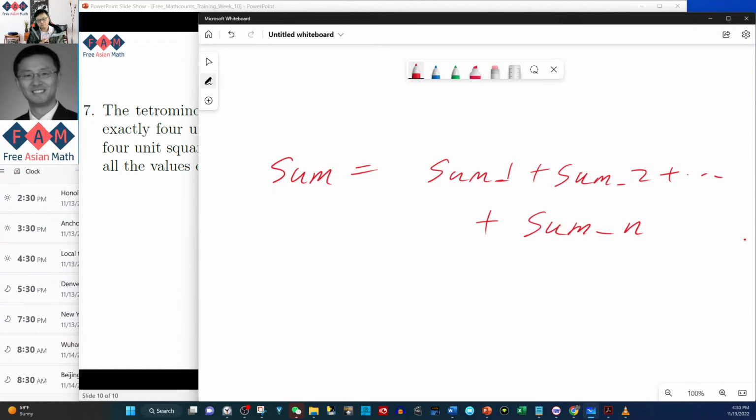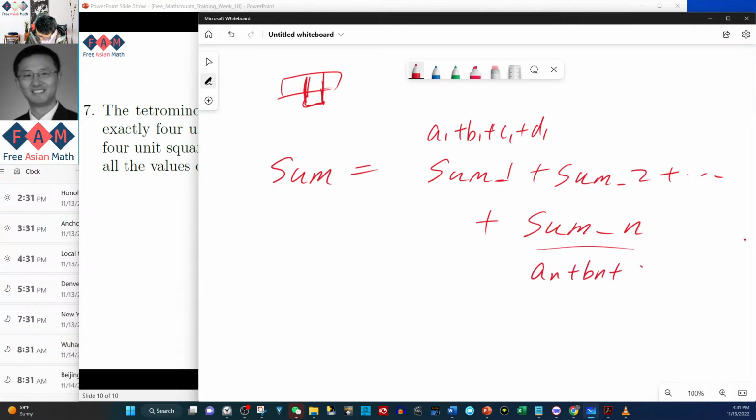But each one is 4 numbers because we have a T-shape. It depends on where you go, you have this one. So each one is something like A1 plus A2. Maybe we should use different ones. So A1 plus B1 plus C1 plus D1. That represents 4. So let's just say sum underscore n is A_n plus B_n plus C_n plus D_n. Essentially, we say this is A, this is B, this is C, this is D. Okay?